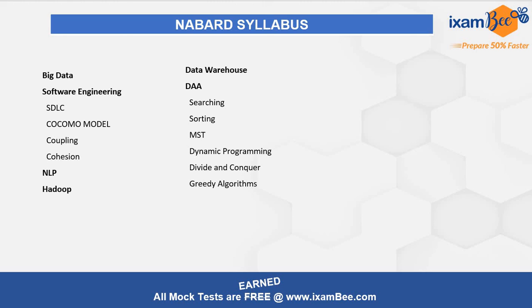Then there comes data structures and design of algorithms. Here you have to understand all the kinds of basic algorithms, or you can say traditional algorithms, and you should know the approach of every algorithm, like searching, sorting. These are basic. Minimum spanning tree you should know, because this is a completely different set. Then there are three basic approaches: dynamic programming, divide and conquer, greedy algorithm. You should be well aware of these things.